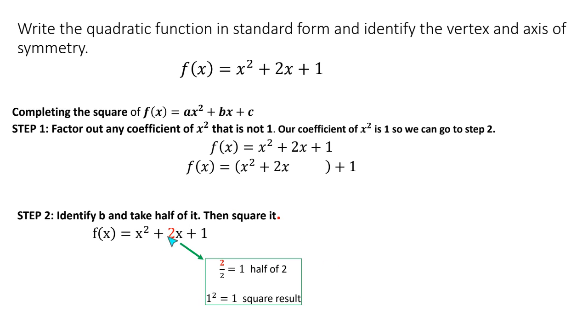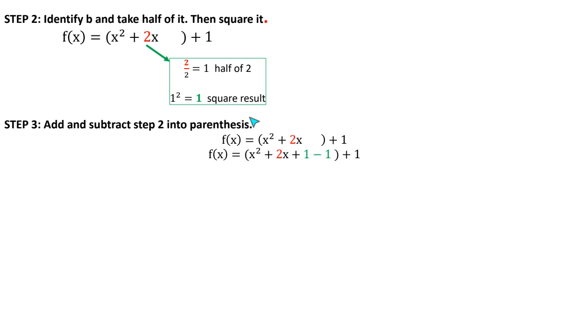In this case, my b is 2. So half of 2 is going to be 1. And then we're going to square it. So 1 squared is equal to 1. So I'm going to take this result and I'm going to add it and subtract it into my parentheses. So my 1, I'm going to add it and subtract it.